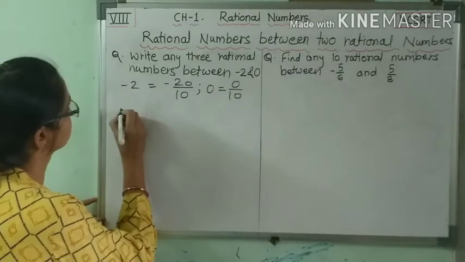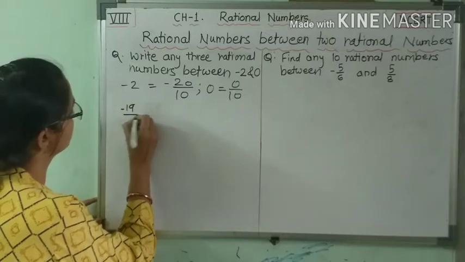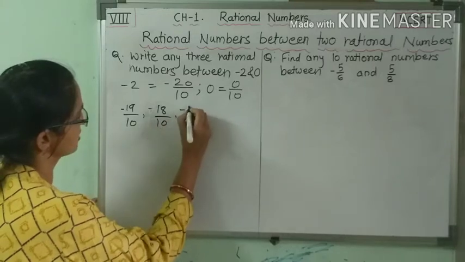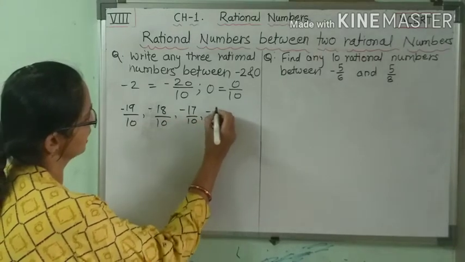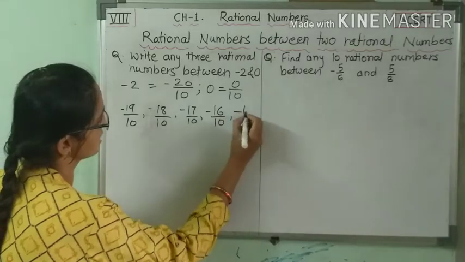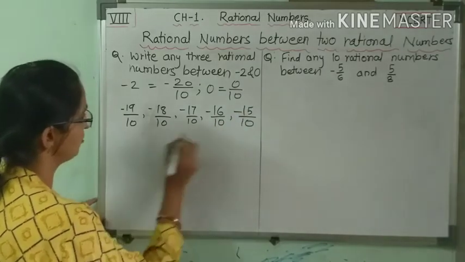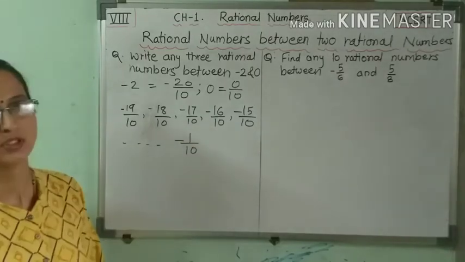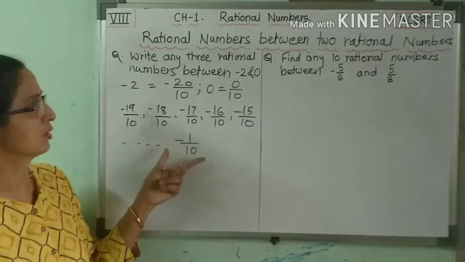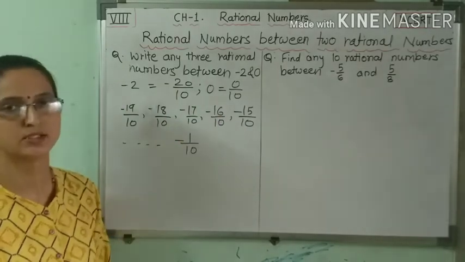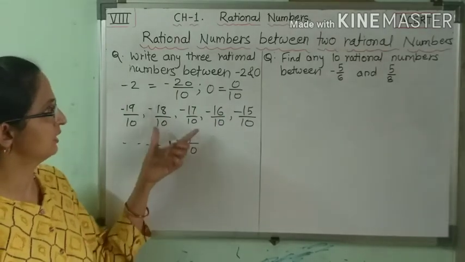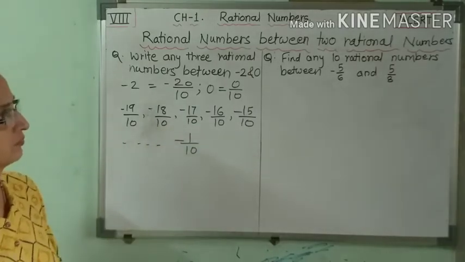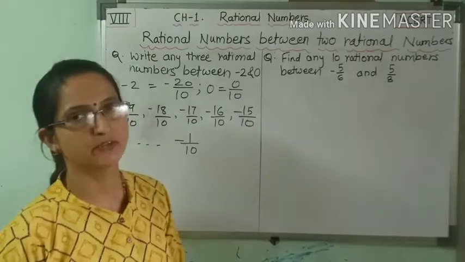So there are -19 upon 10, -18 upon 10, -17 upon 10, -16 upon 10, -15 upon 10, up to -1 upon 10. So these are the numbers between -2 and 0. You can take any three numbers from these. This is your answer. Now look at the second question.